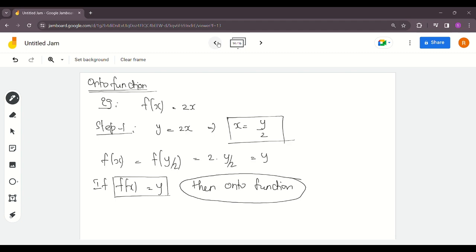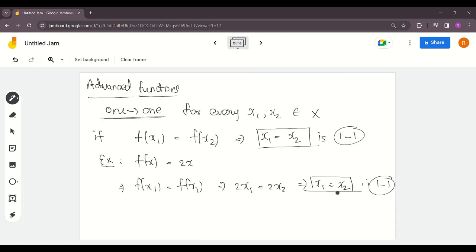And suppose if this condition is not satisfied, if x1 is not equal to x2 for some questions, then the given function is automatically many to 1 function.